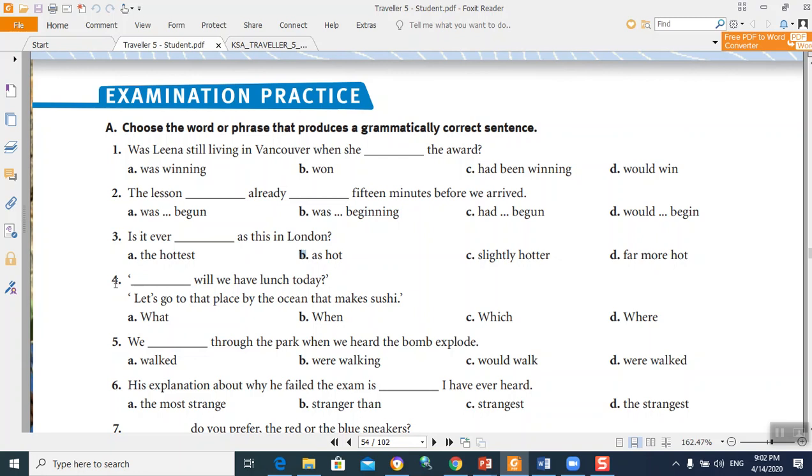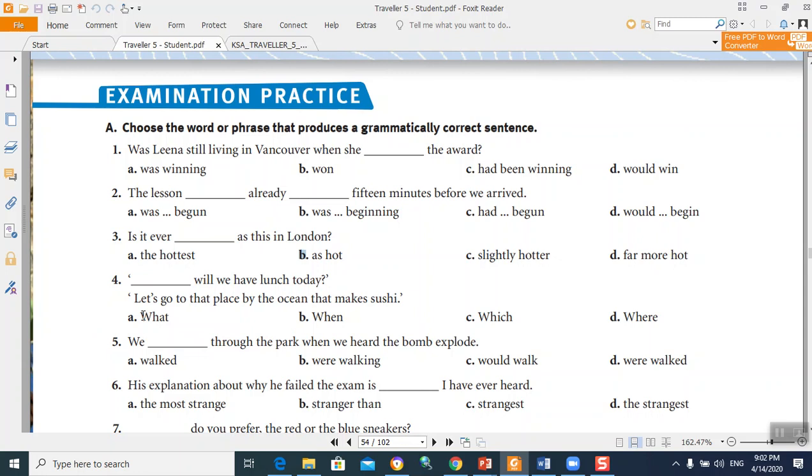Number 4. Will we have lunch today? Let's go to that place by the ocean that makes sushi. So here a word question. Which word? Will we have lunch today? Let's go to that place. So the answer says here about sushi. So you are asking, like, from where should I choose? So when you want to choose, you should think about what. So the answer is where.